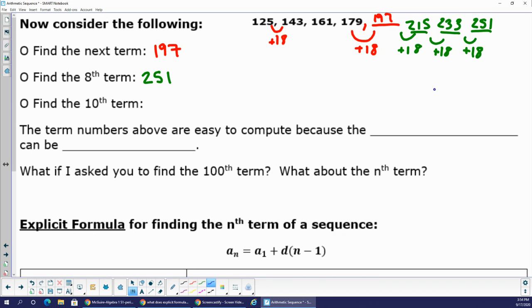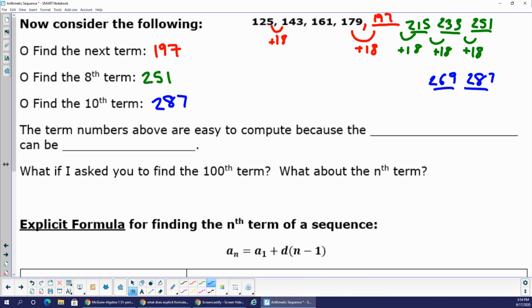All right, let's find the 10th term. I'm going to just write them down here. I'm running out of space, sorry about that. So I'm taking 251. I'm adding 18 to get 269. And then add one more 18 to find the 10th term, and that gives me 287. So once again, guys, I'm simply adding 18 every single time to find the next term.